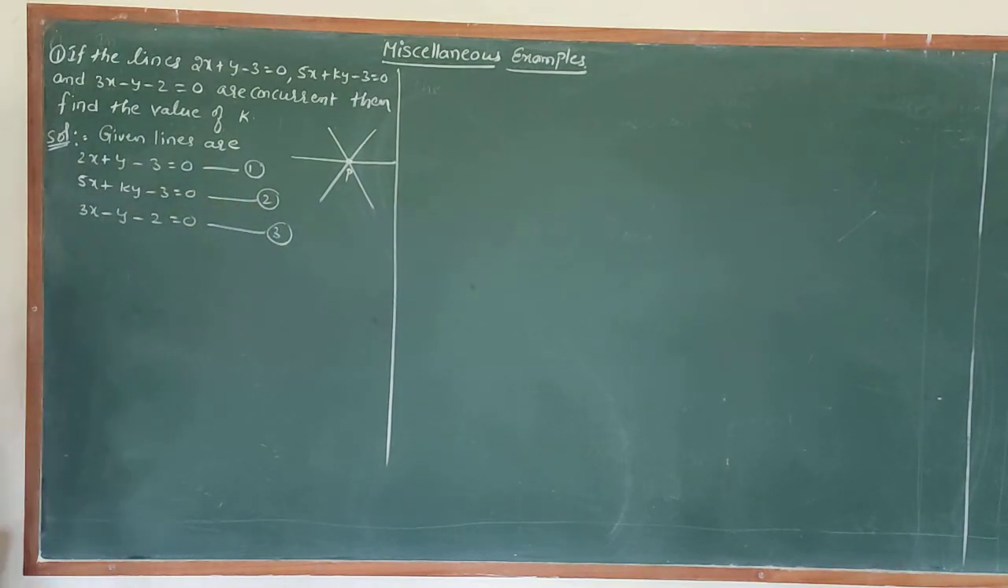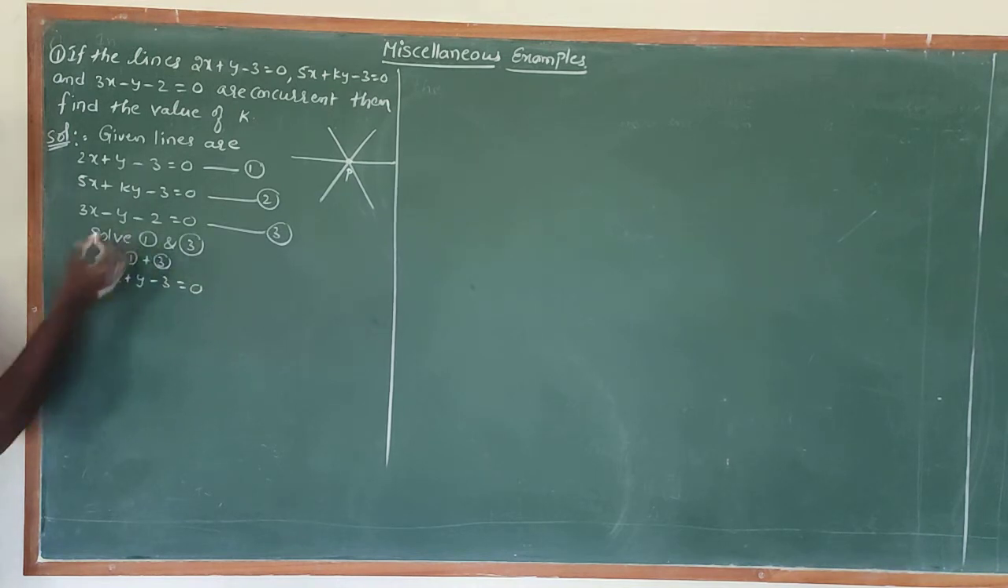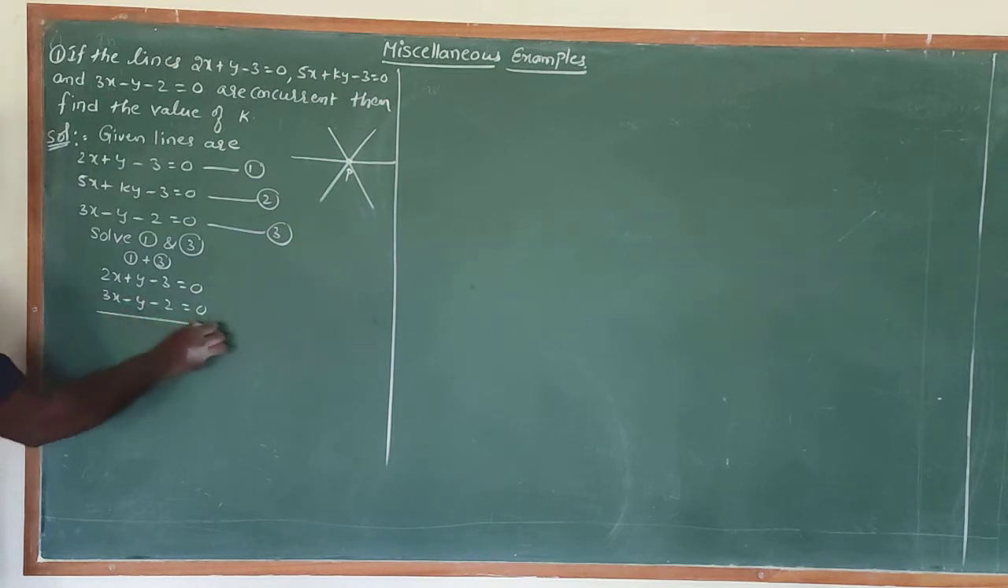Now, these are concurrent lines, that's why I am solving any two. So here I am solving 1 and 3. I am adding 1 plus 3. 2x plus y minus 3 equals 0, 3x minus y minus 2 equals 0. Now y gets cancelled. 2x plus 3x, 5x minus 5 equals 0. Now x equals 1.